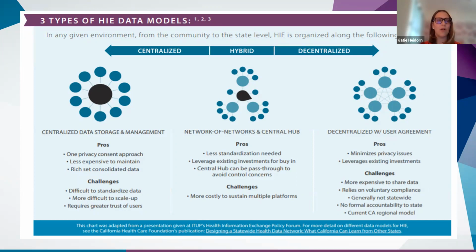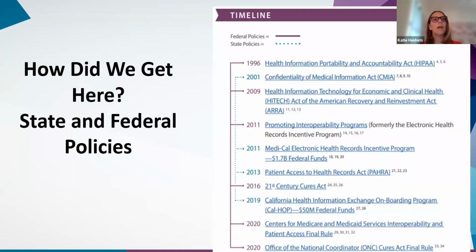But this comes from a colleague of ours who wrote a paper with the California Healthcare Foundation, has some great information behind this table as well. So the real question is, how did we get here? Why do we have all these different policies?